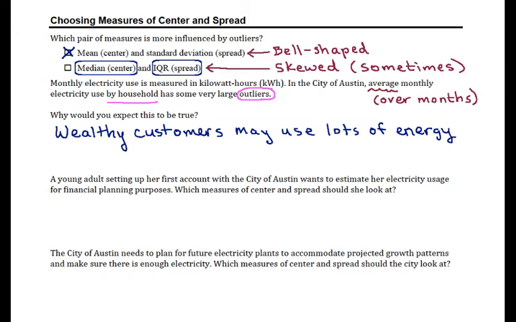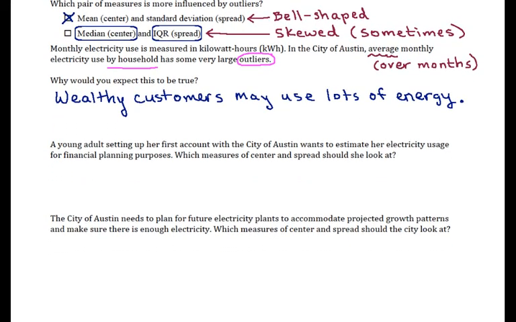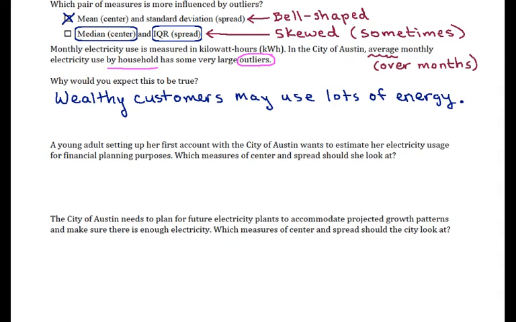Of course, some of them may also have solar panels and offset some of that, but this is just electricity use. It's not necessarily your net electricity use coming from the city of Austin. So let's just say there are probably a handful of very wealthy people living in Austin that use a lot of energy. Now let's look at these two situations, given that we're already accepting that this is true. A young adult setting up her first account with the City of Austin wants to estimate her electricity usage for financial planning purposes. Which measure of center and spread should she look at?